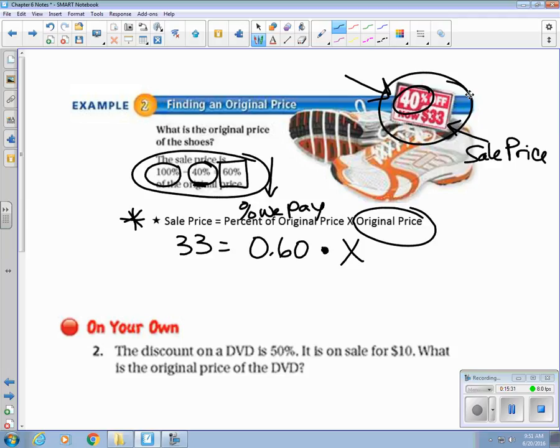Now, how do we solve an equation where we have some number multiplied by a variable? We're going to use inverse operations to solve this. So to get X by itself, since it's being multiplied by 0.60, we're going to divide by 0.60 on both sides.